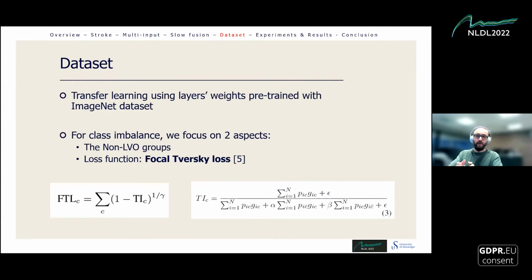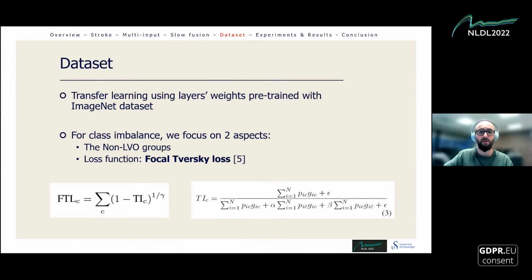However, 152 patients is not a high number for a dataset. So we also use transfer learning, using layer weights pre-trained on the ImageNet dataset in the VGG16. And as with the majority of medical datasets, our dataset has an imbalance problem. To overcome this issue, we focus on two different aspects.